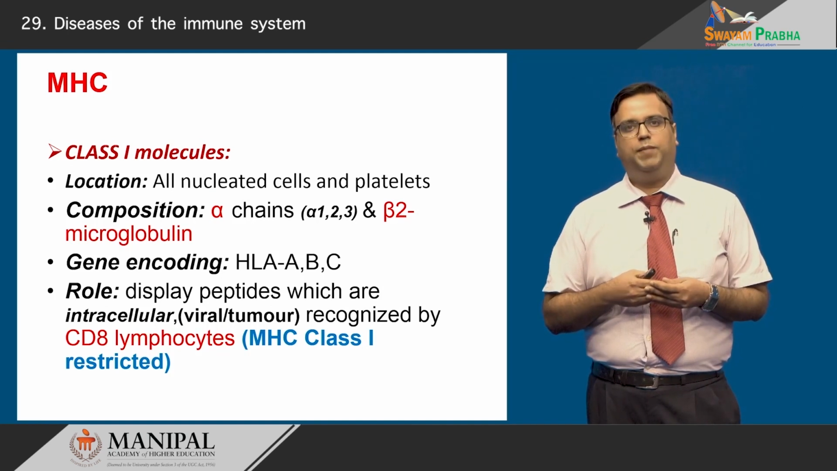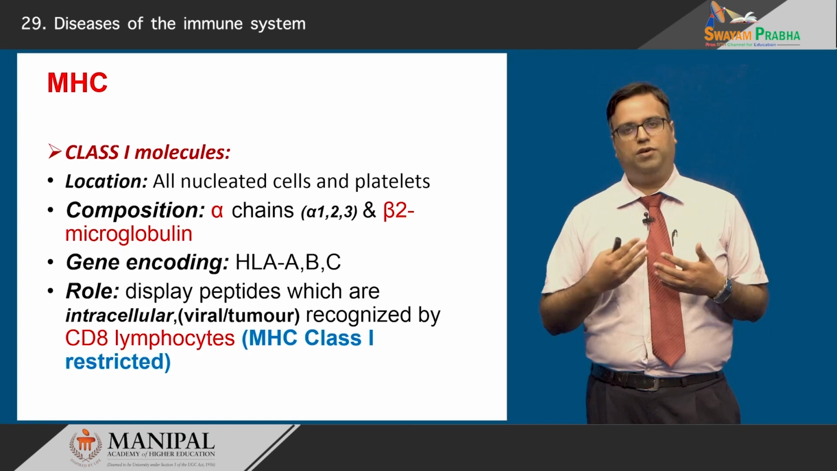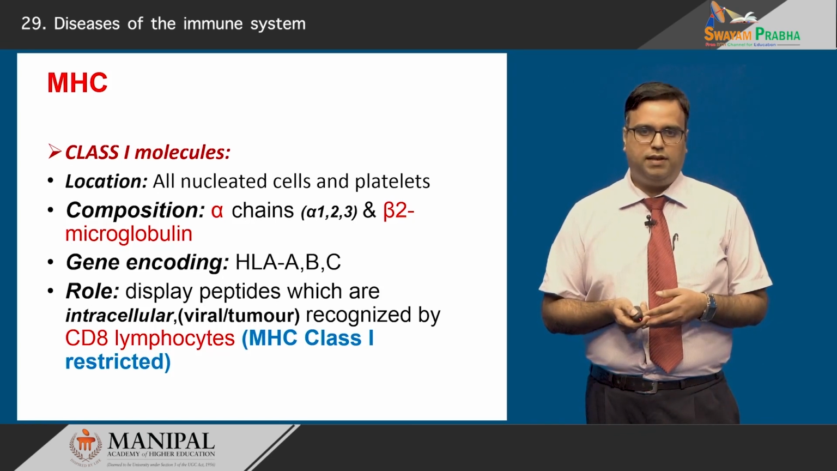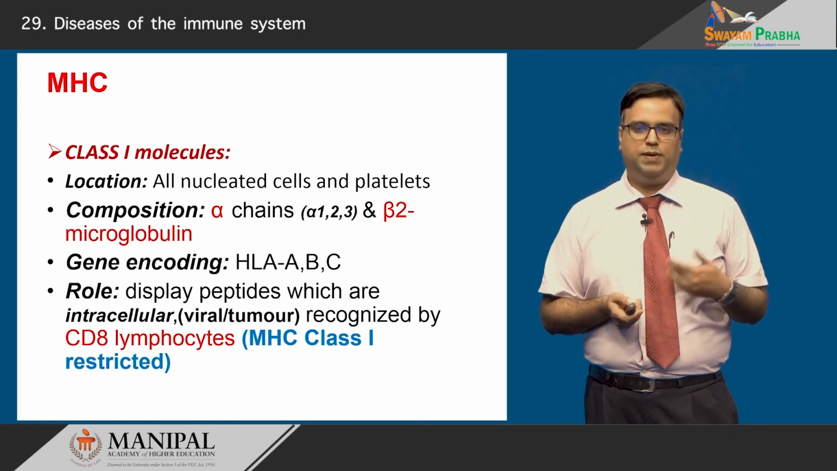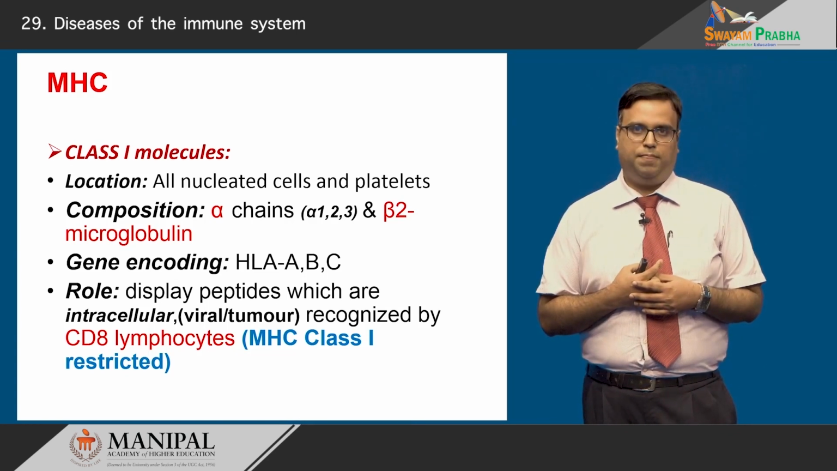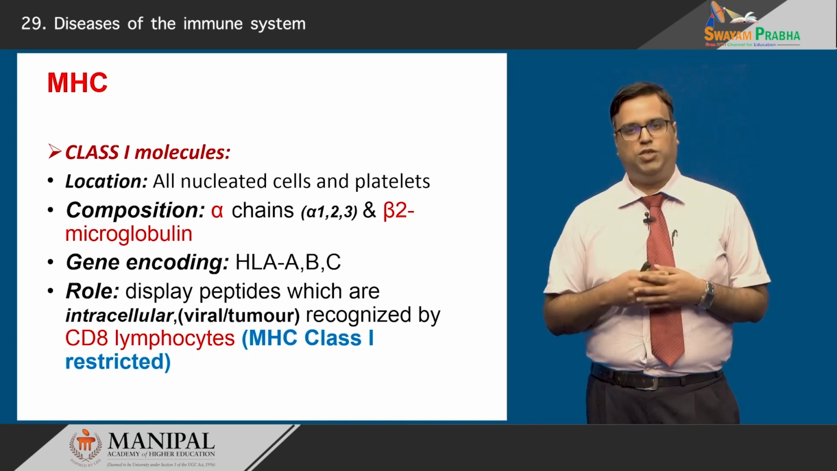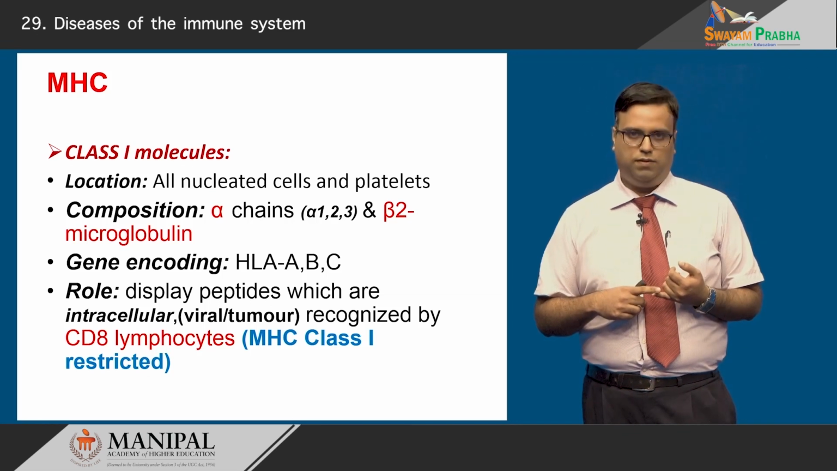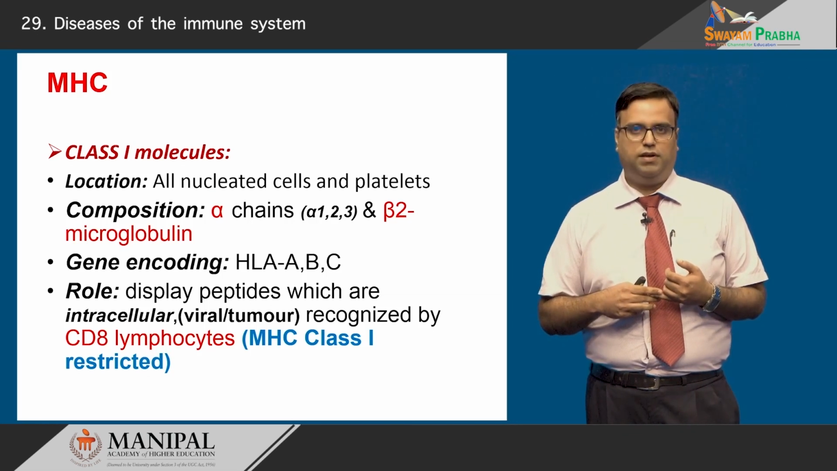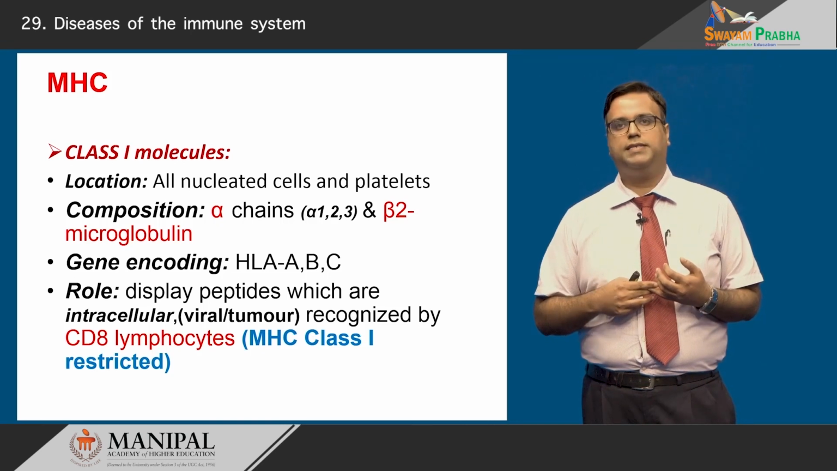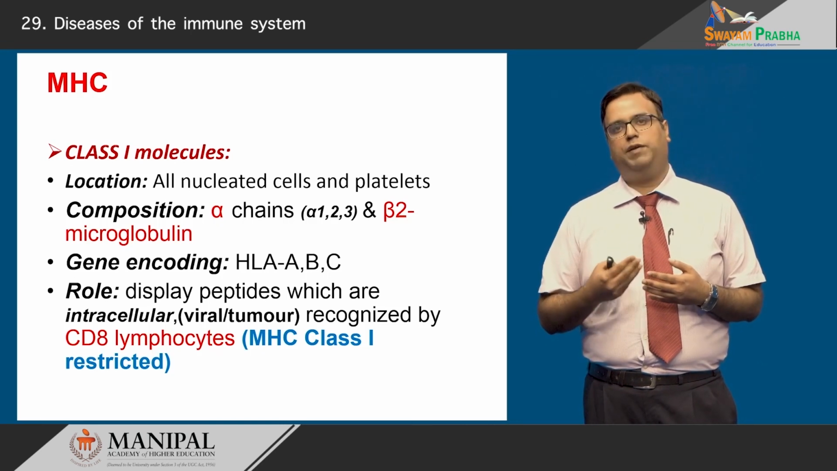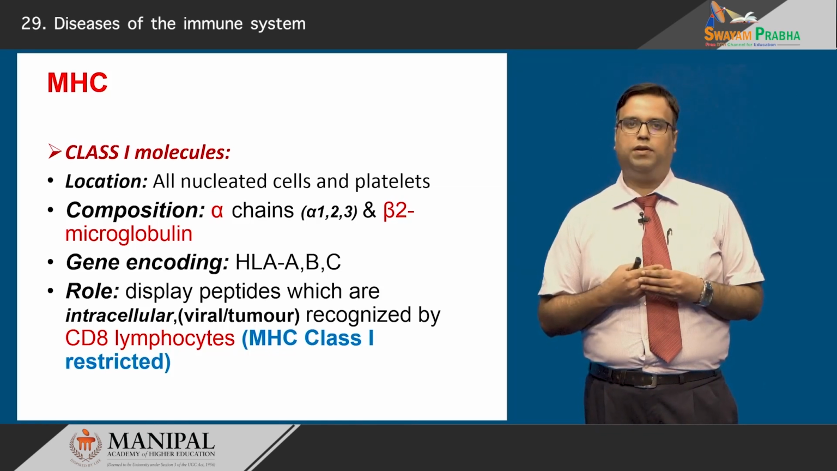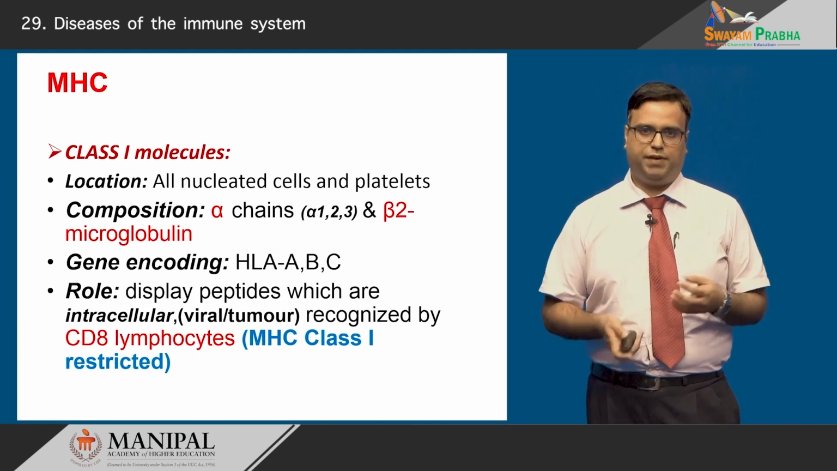That is, they display peptides, like I told you, in the form or a shape which are best recognized by the T cells. A class 1 molecule usually displays peptides which are intracellular, that is either a virus or a tumor, and they are recognized by only CD8 lymphocytes. So, this is what is called class restriction. CD8 lymphocytes will recognize peptides or antigen only when presented in conjunction with MHC class 1 molecules. This restriction is very important because the reaction is very specific.